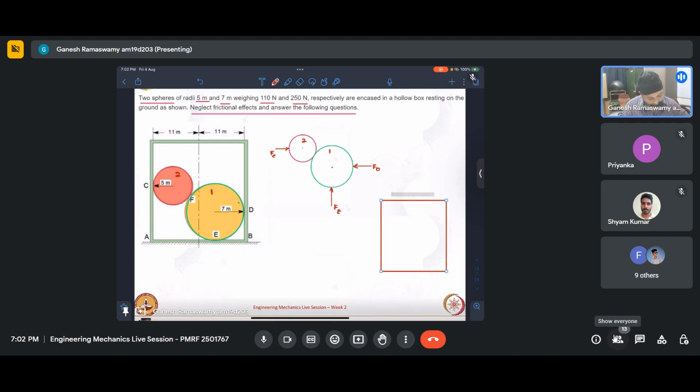The box would be like that. This is the free body diagram of the box. FE, and here we will have FD. Now, why did I flip the forces there? Because of Newton's third law.